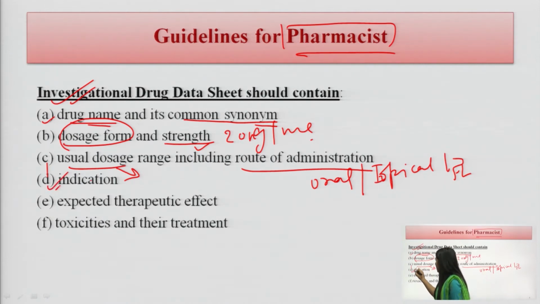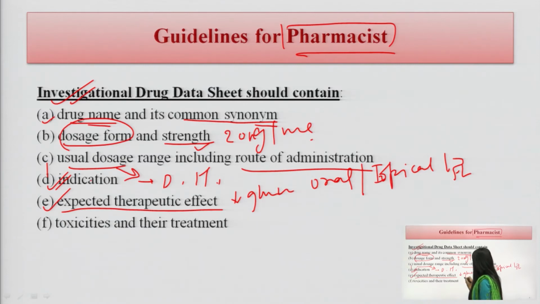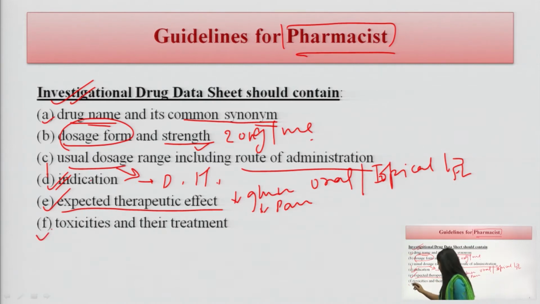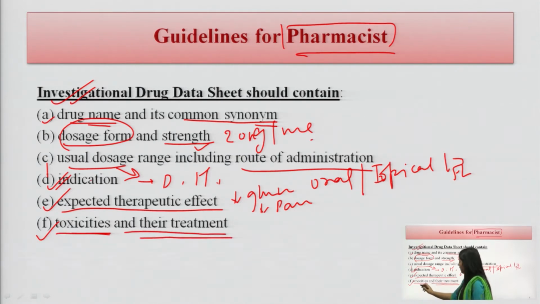What other information is there? About the indication, meaning a drug is used to treat diabetes, or hypertension, or any disease. So, indication should be mentioned. What is the expected therapeutic effect? A drug can be used to reduce the glucose level, or it can be used to reduce pain. So, like this, what are the expected therapeutic effects? Another is what toxicity is related with the drug used as an investigational drug, and what is the treatment? If any toxicity occurs, what are the management procedures? So all this information should be mentioned in the investigational drug data sheet, which is also provided by the pharmacist.